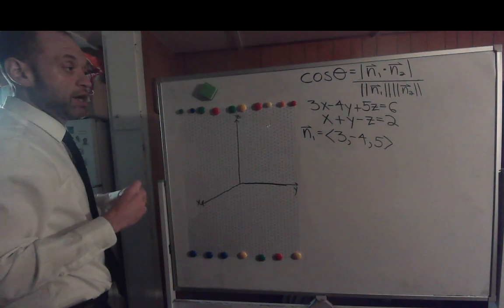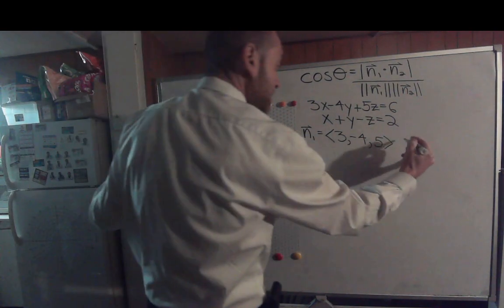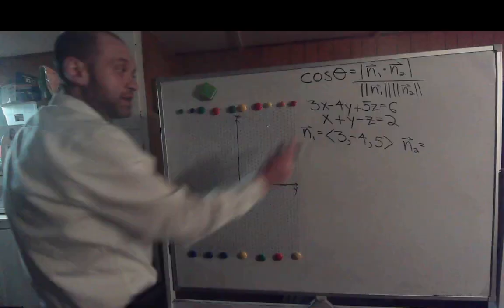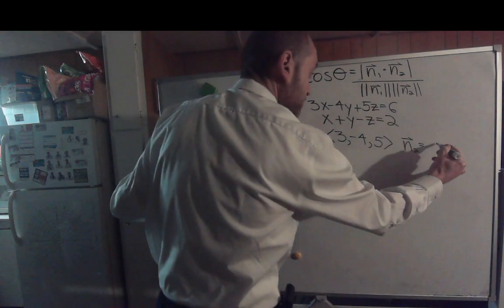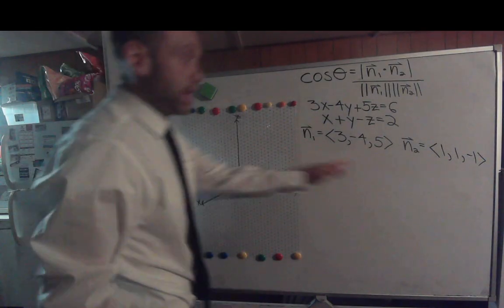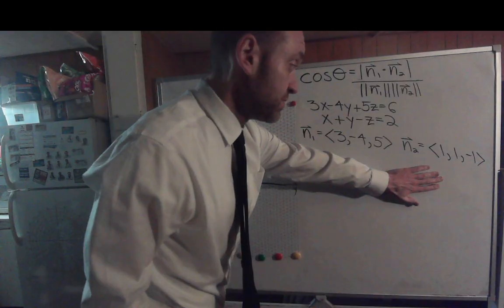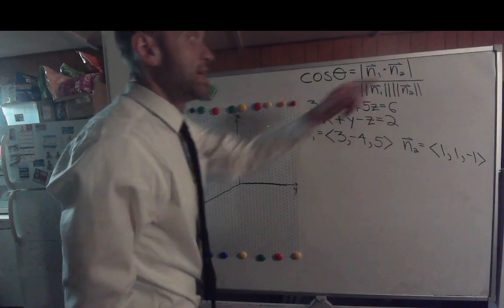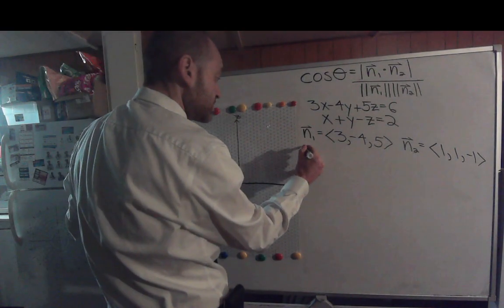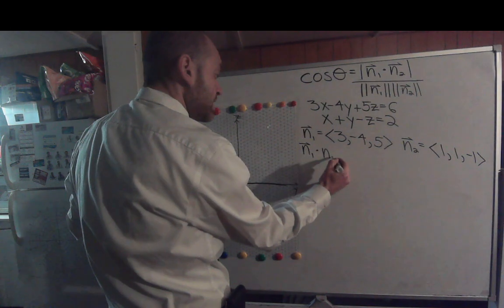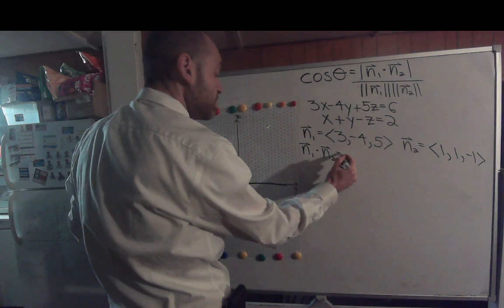That has no bearing on what we're going to be doing. And then our second normal vector is going to be from the second equation, the coefficients of those variables. So you would end up getting 1, 1, and negative 1, and we don't care about that too. So now we have the two normal vectors themselves. So now that we found those, why don't we start by taking the dot product of those two vectors? So we will take the dot product of n sub 1 and n sub 2.